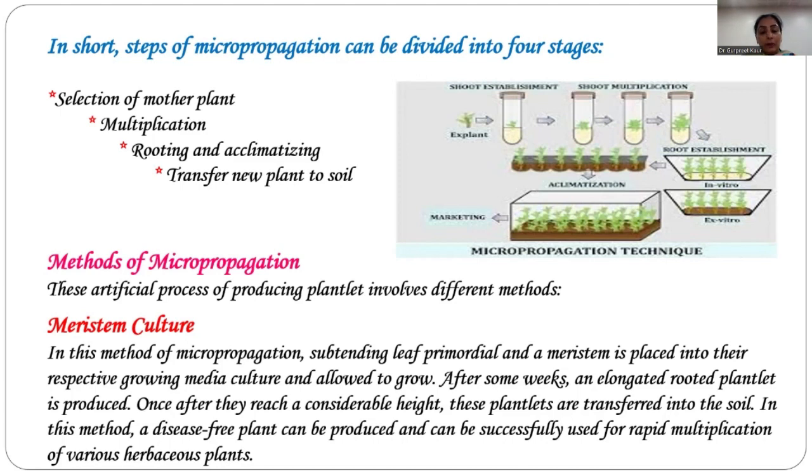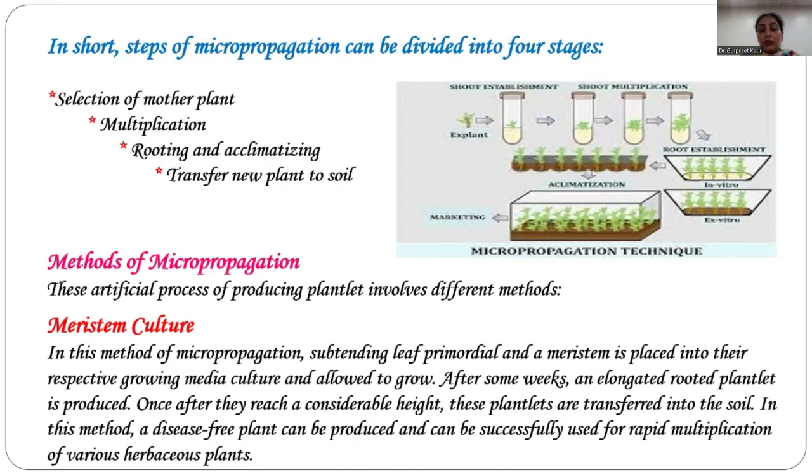the primordia, the shoot apical meristem or root apical meristem, they can propagate on their own in the test tubes, and then be acclimatized so that they can be transferred into the soil. So by this method only, disease-free plants can be produced. They can be successfully used for rapid multiplication of various plants. I want to quote an example of orchids.